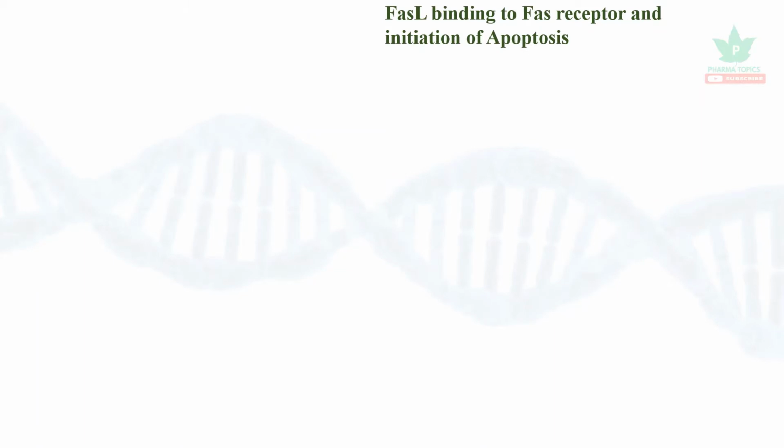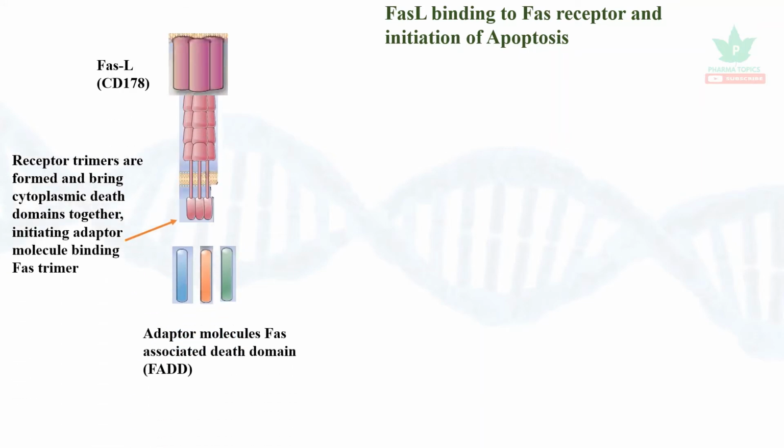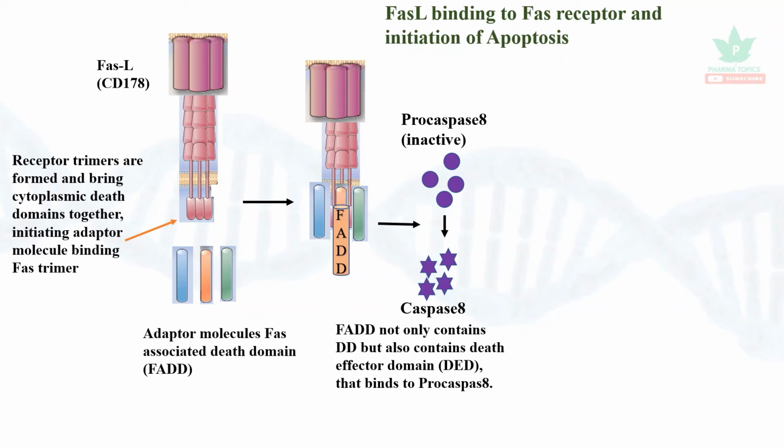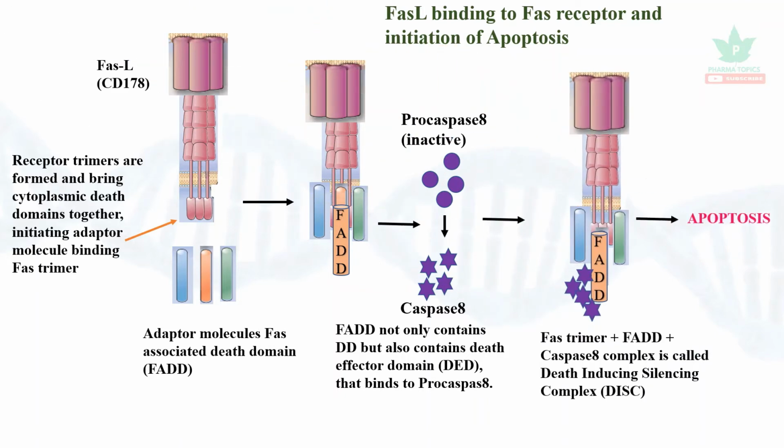The next is FasL binding to Fas receptor and initiating apoptosis. Let us take this trimer. Here the ligand is FasL, CD178. The adapter molecule is Fas associated death domain. FADD attaches to the trimer of the receptor and activates Procaspase 8 to Caspase 8 through the death effector domain. And the Fas trimer, FADD and Caspase 8 form the death-inducing signaling complex that initiates apoptosis.